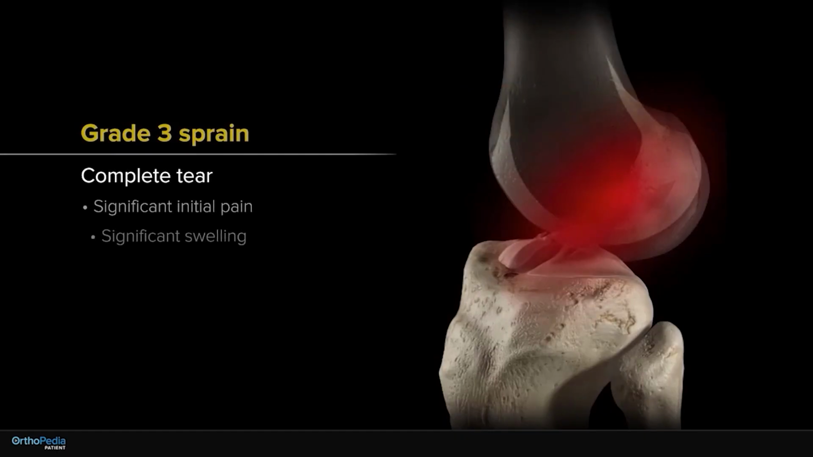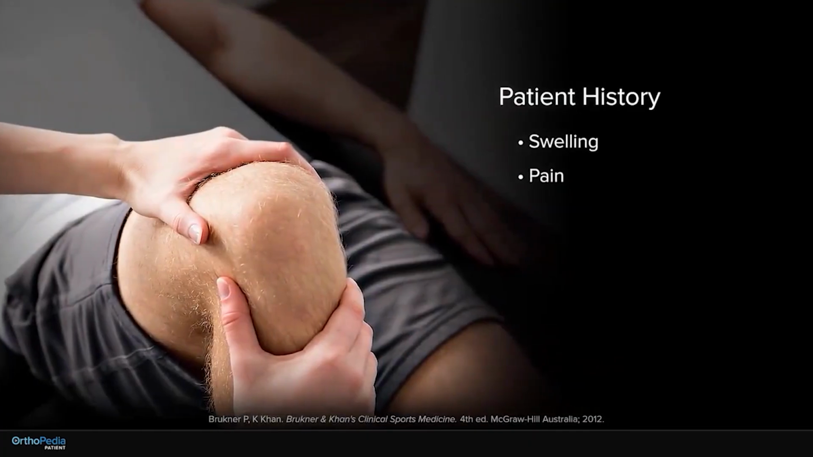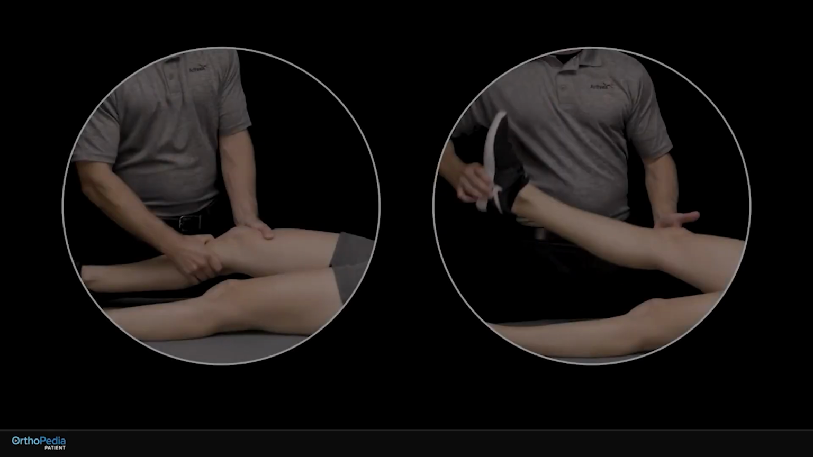Significant pain and swelling will be present, and the knee will have increased movement and shifting when examined by a healthcare provider. A patient with an ACL tear will typically have symptoms of immediate pain and swelling. The knee also will feel unstable or have a giving way sensation. This feeling is worse when the patient plants or pivots on their leg.